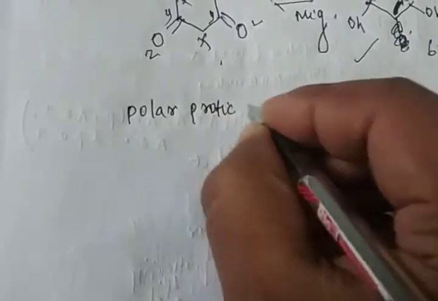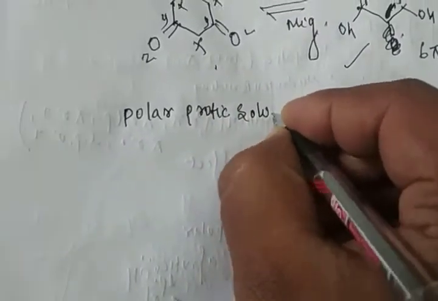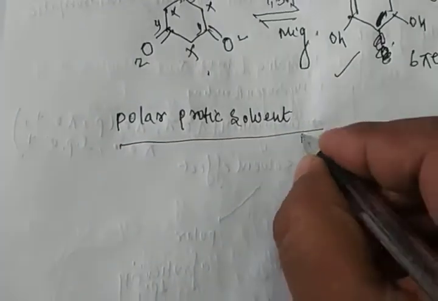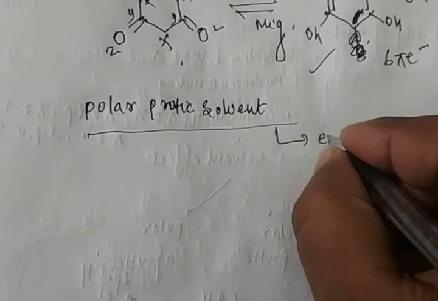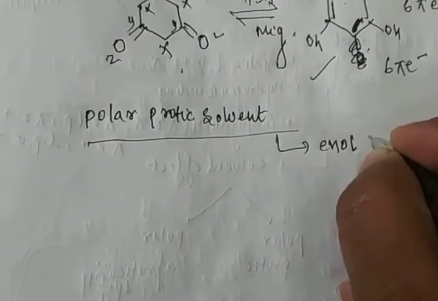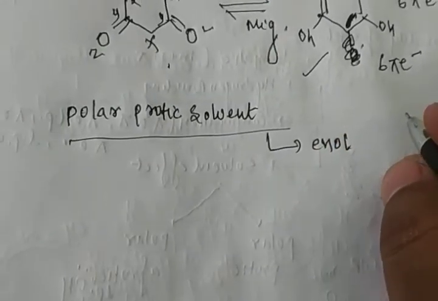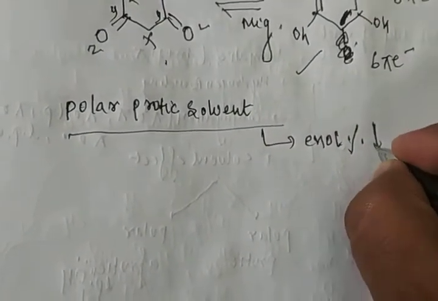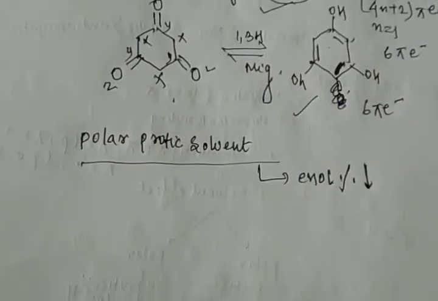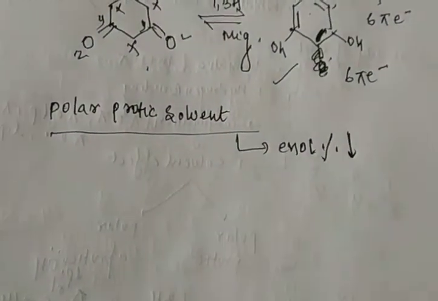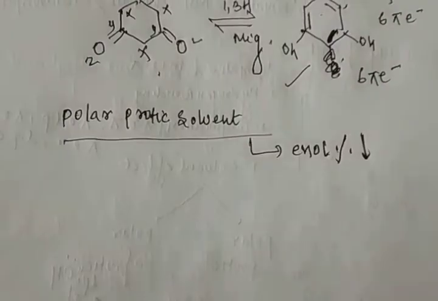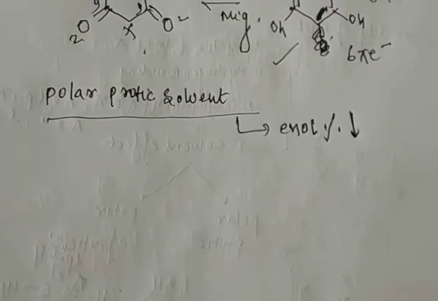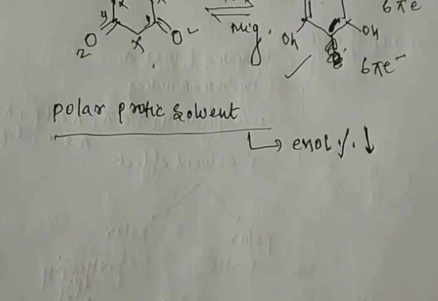So now suppose you have polar protic solvent. What is the work of polar protic solvent? Polar protic solvent decreases the stability of enolic group. Suppose you have a solution of any compound, you mix some polar protic solvent on that compound, the stability or percentage of enolic group decreases.